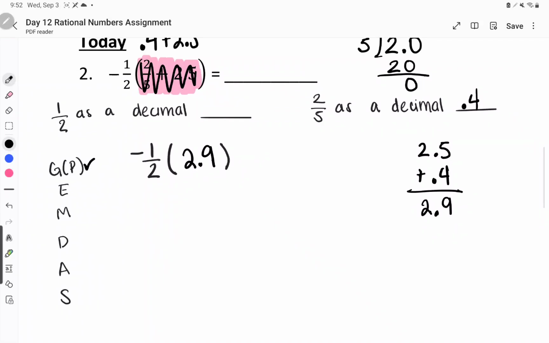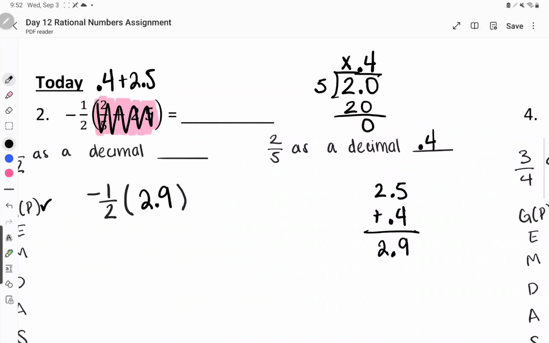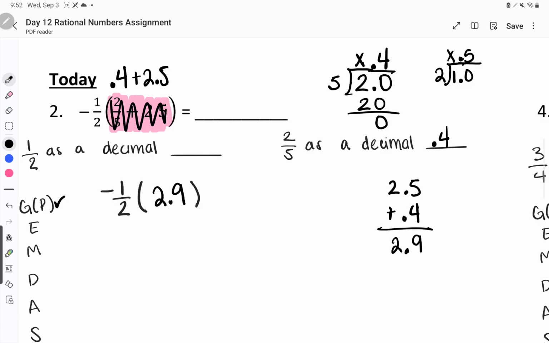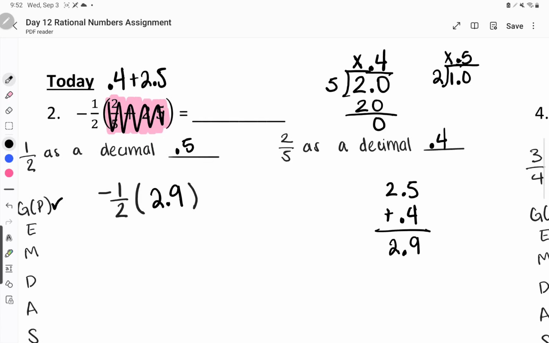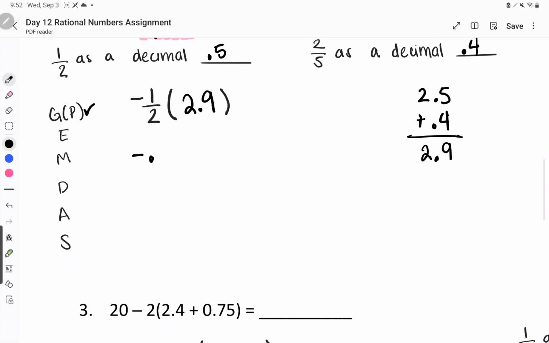Now, we cannot have a fraction times a decimal, so I have to turn my 1/2 into a decimal. So I would do that by doing 1 divided by 2. 2 doesn't go into 1, so I add a decimal and a 0. 2 goes into 10 5 times. Bring that decimal straight up, and that gives you 0.5. So now we have negative 0.5 times 2.9.